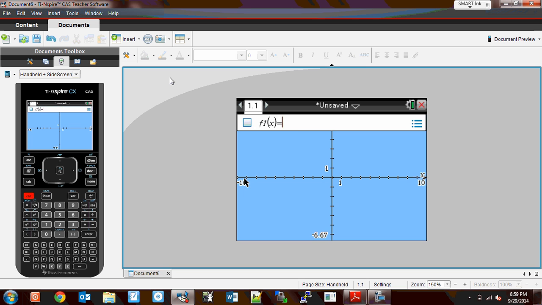And then, of course, graph the two standbys. That's what I call these two. I don't know why. I just do.